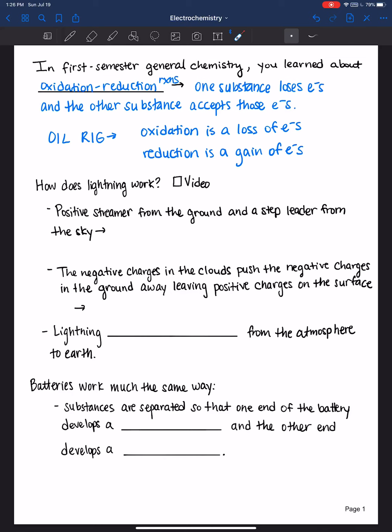So I wanted to show you a cool video that I thought was interesting. I hope you find it interesting as well. And seeing electrons being transferred right in front of you. Like I said, this is a tangible application.